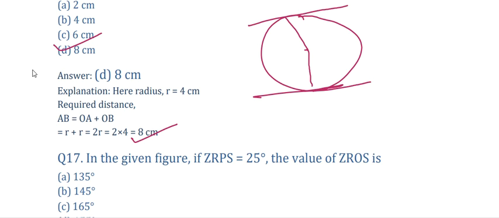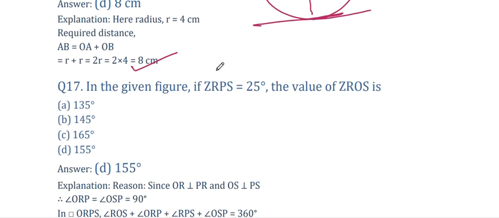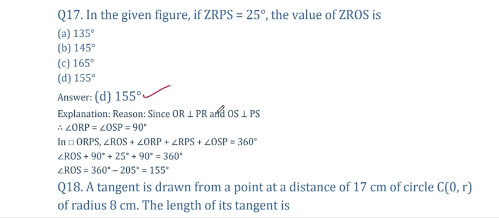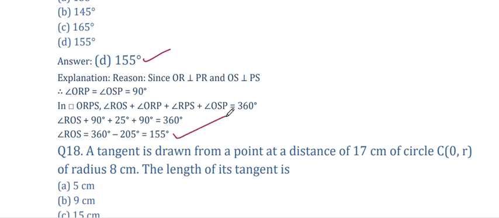Okay. In the given figure, angle RPS is 25, the value of angle ROC is what? We do not have the figure available here, so we go with 155 degree. The explanation and reason is that the perpendicular you can show like this. You can see this is a rectangle here, ORPS, right? You know very well the sum of the four angles of a rectangle is 360. You will get that, so we get 155 degree.